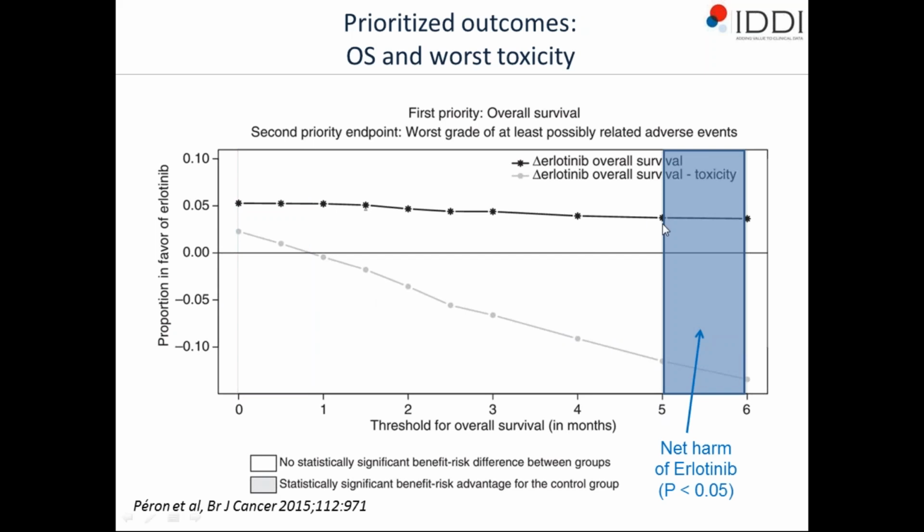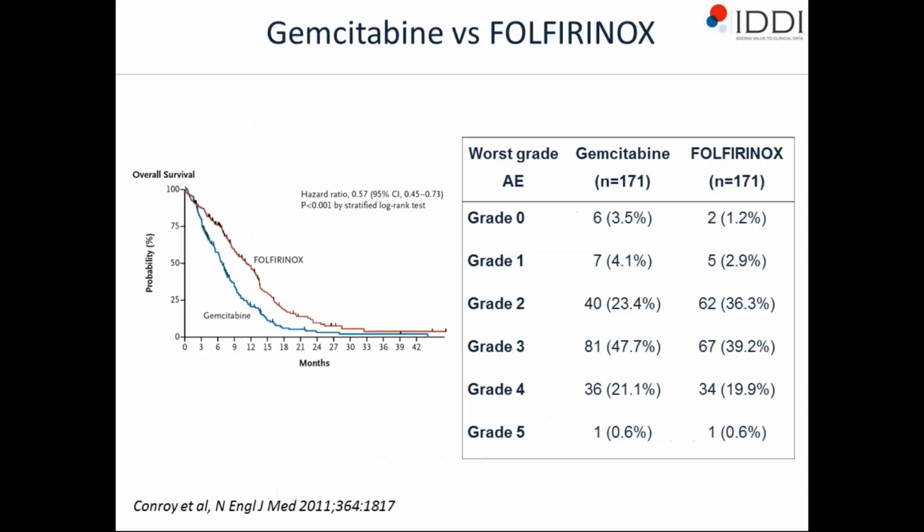So all in all, this shows that erlotinib, yes, has a survival benefit, but in fact, if you account for the grade 3-4 toxicities, that benefit is very quickly canceled by the harmful effects of erlotinib and the toxicities it induces. So it's interesting to compare, of course, the results we've just seen with the results of another trial, the trial of FOLFIRINOX versus gemcitabine.